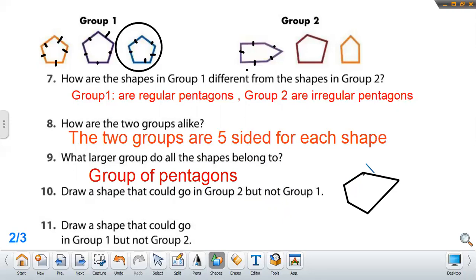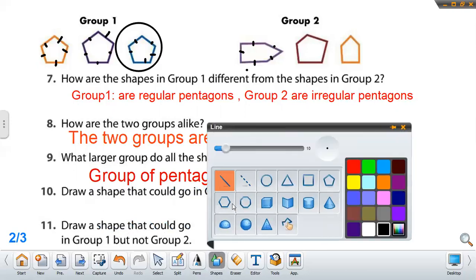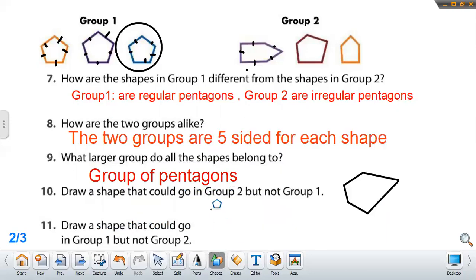Now draw a shape that could go in group 1 but not in group 2. So it's supposed to be regular, with 5 equal sides. So now I have 5 equal sides and I have a regular pentagon. So that's how to classify shapes and recognize the difference between the two groups of shapes.